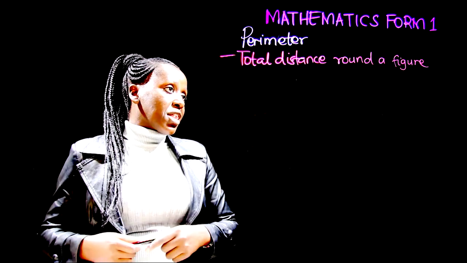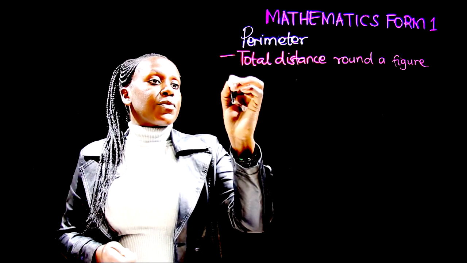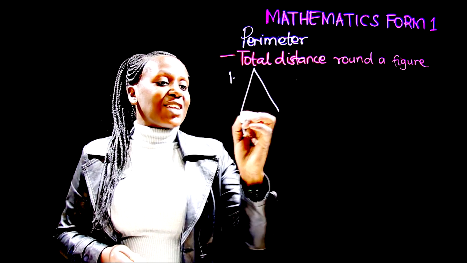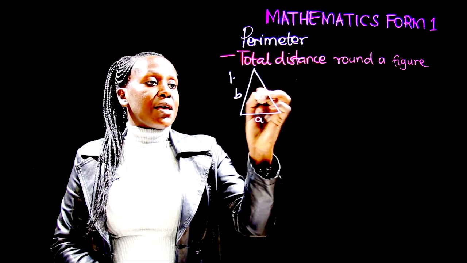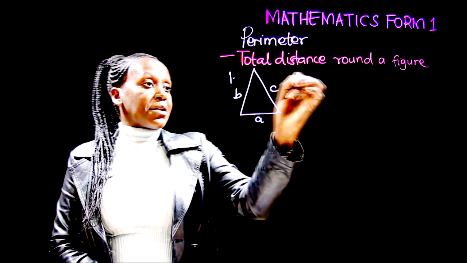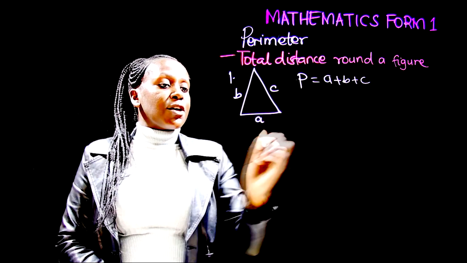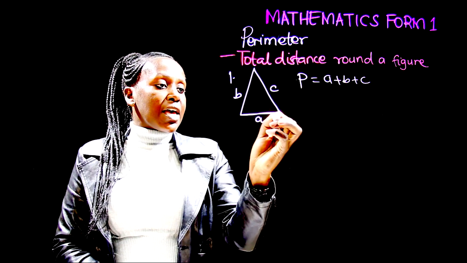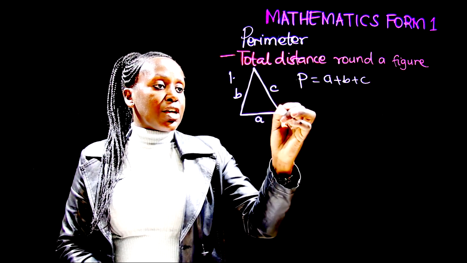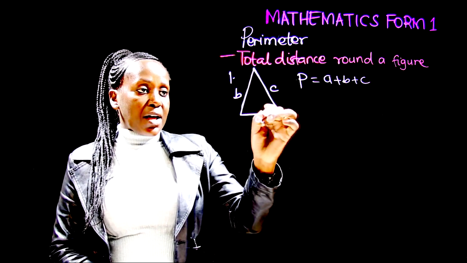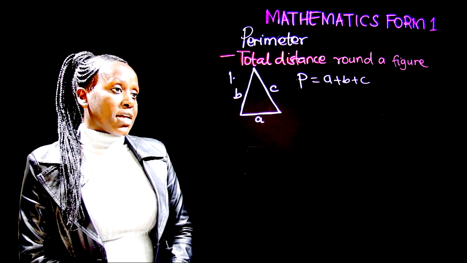So we're going to start with a figure that has 3 sides. If you have a triangle, that has 3 sides, and this is A, B, and C, then the perimeter will be equal to A plus B plus C. So the length here is A, the length here is B, and the length here is C. So the total distance around this figure is the one that is going to be equal to the perimeter.